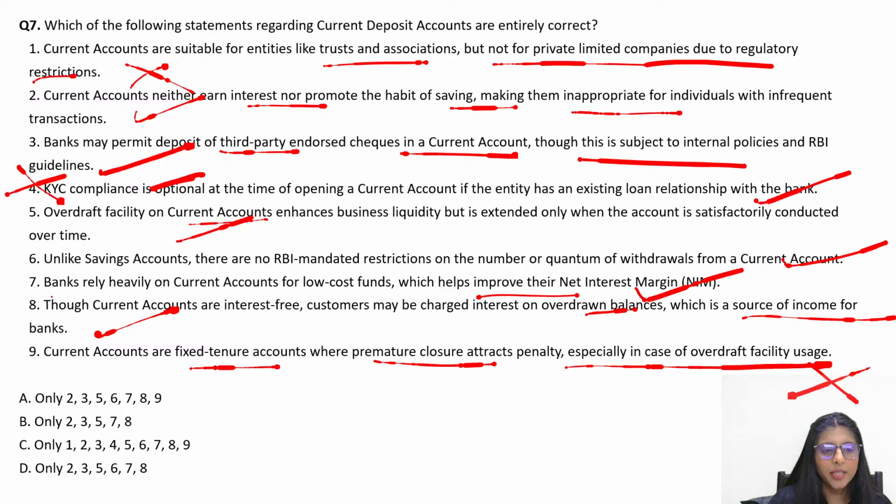2, 3, 5, 6, 7, 8 are correct. Option D is the right answer. Okay.